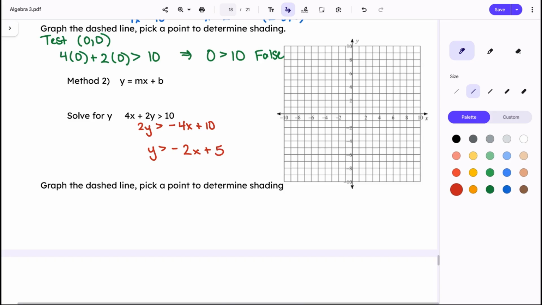When you go to graph this, you would start up at 5. And your slope is negative 2 over 1. So you would go down 2 and right 1 over and over again. And then again, I haven't changed anything about the equation. So it's still going to be a dotted line.